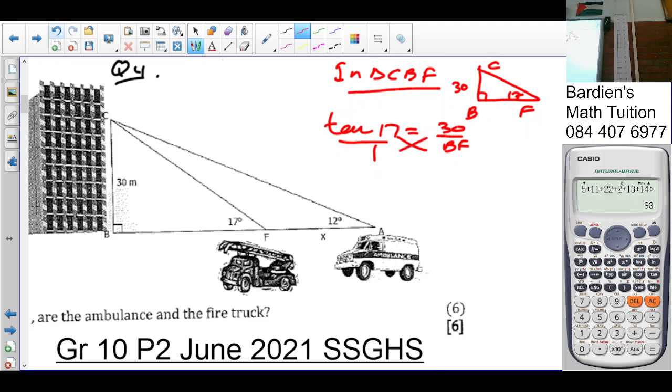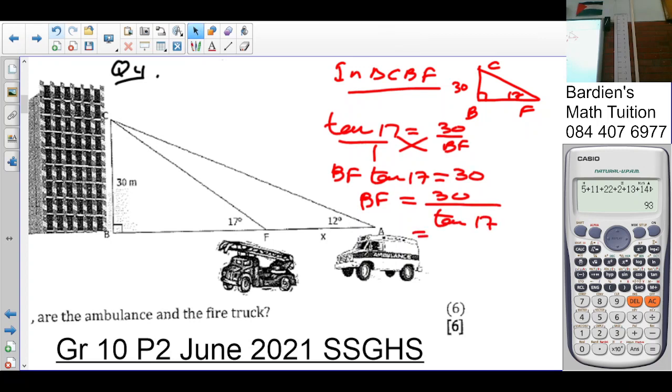It's over 1, so I cross multiply. So BF tan 17 is equal to 30. Divide by tan 17 on both sides, so BF is equal to 30 over tan 17. 30 over tan 17 gives you 98.13 meters.